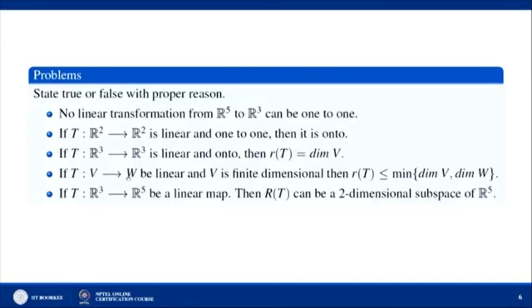The next is, if T from V to W is linear and finite dimensional, then rank of T is always less than or equal to the minimum of the dimension of V and the dimension of W. You see, here T is the linear transformation from V to W. Now, rank of T is definitely less than or equal to the dimension of W, because the range of T is a subspace of W. If it is a subspace of W, its value will always be less than or equal to the dimension of W. If it is onto, then equality holds.